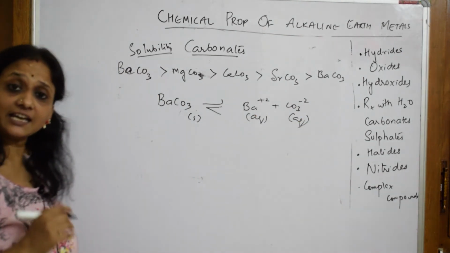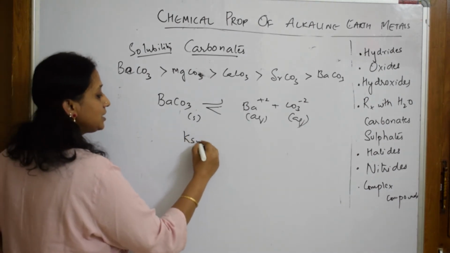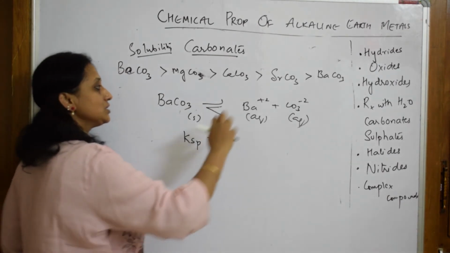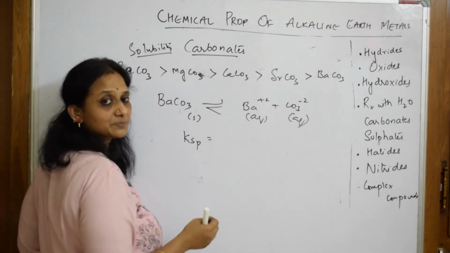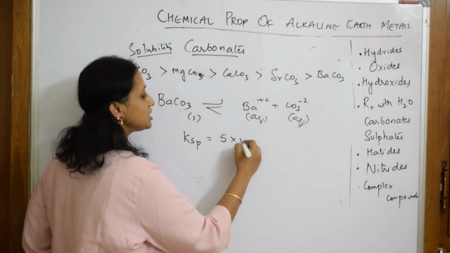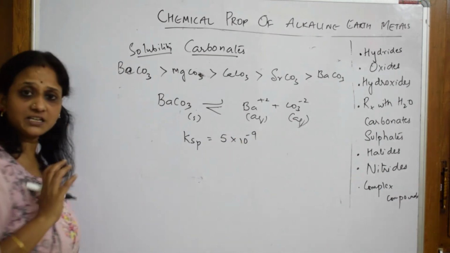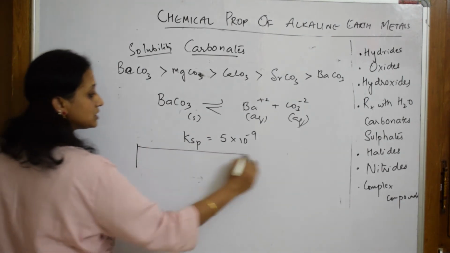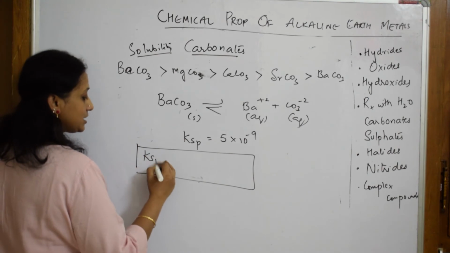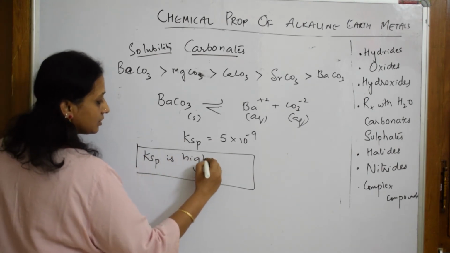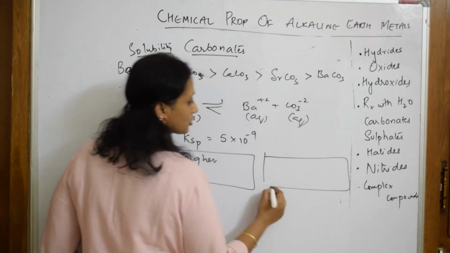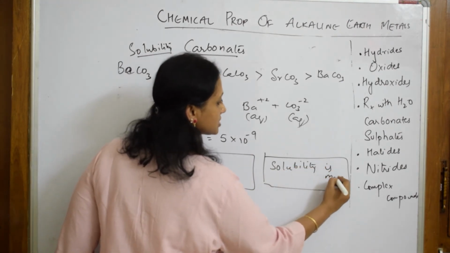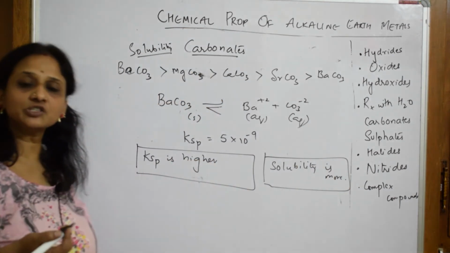Now when I have to calculate the KSP value of this, KSP is equal to the product of the products over the reactant. The KSP value of this particular compound was found to be 5 into 10 raised to the power of minus 9, which is a very, very small value, isn't it? So what is the important concept which you should remember? If KSP is higher, solubility will be more. KSP higher means solubility more. This is the important thing.